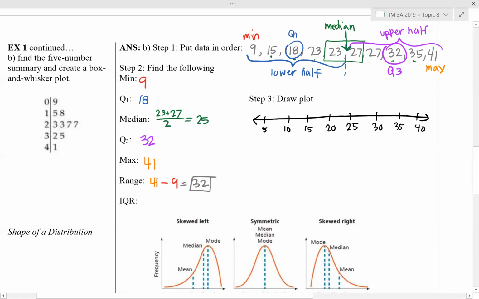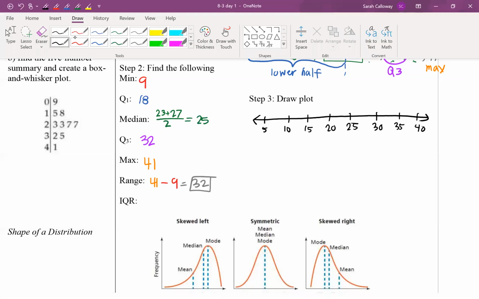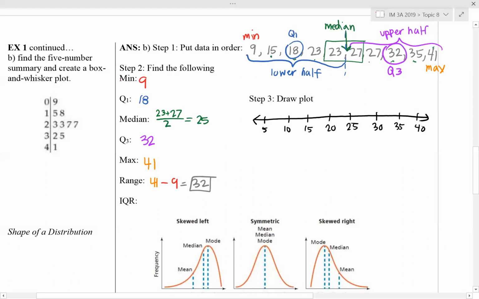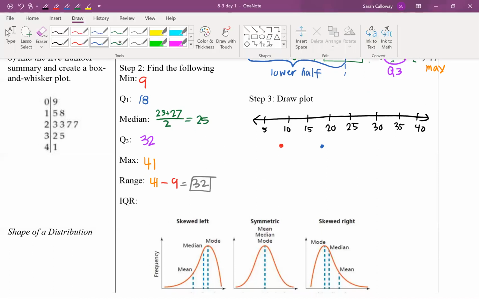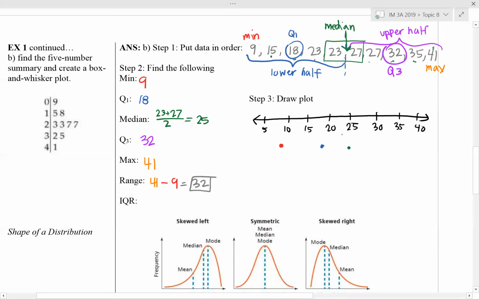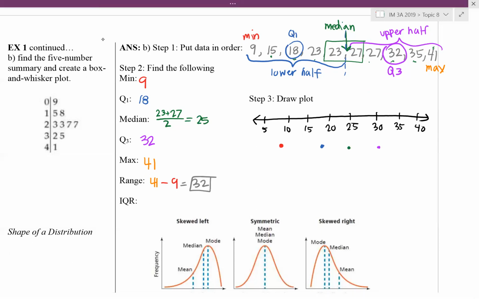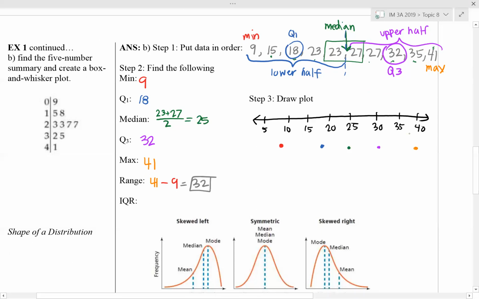So if I use that as my number line, I have to use these points to graph my box and whisker. I'm going to use a point for the minimum, quartile 1, median, quartile 3, and maximum. I'm going to plot each of those as estimates, just as dots. So I've got 9 and then 18, and then 25, 32, and 41. I'm just putting points on that number line.